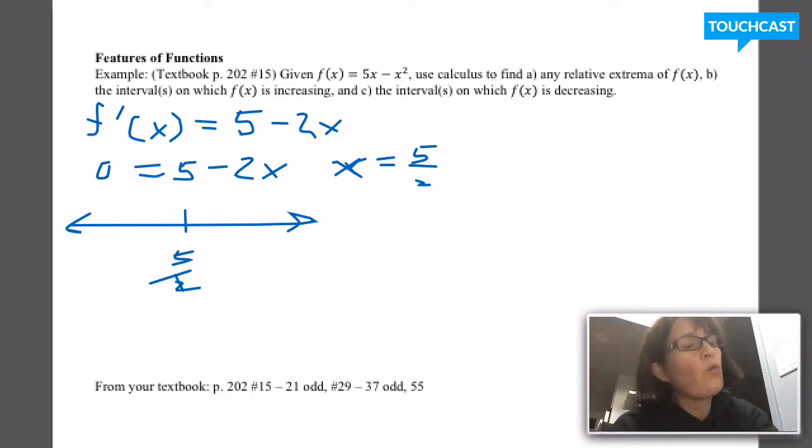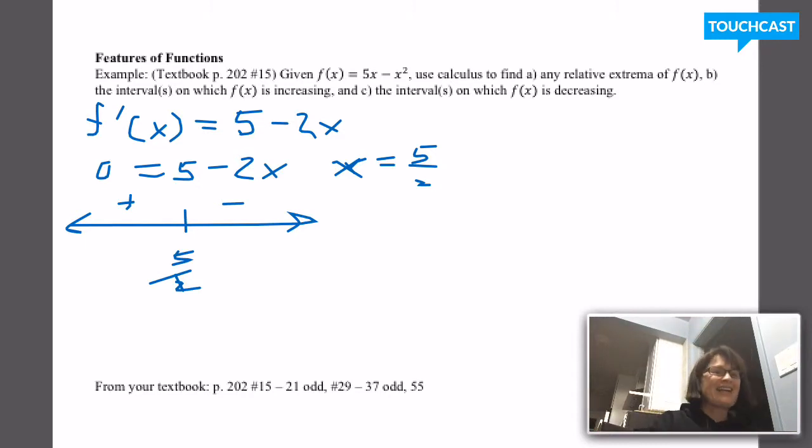So I'm interested to know for what values of x is f prime positive, for what values of x is f prime negative. So if I plugged in some number to the left of 5 halves, let's say I plug in 0 for x, f prime is going to be 5 minus 0, which is 5, which is positive. And if I plug in a number bigger than 5 halves, I'm going to have a negative derivative. So now I've got an answer to parts B and C, and then we'll come back to part A here. So I'll type it up.